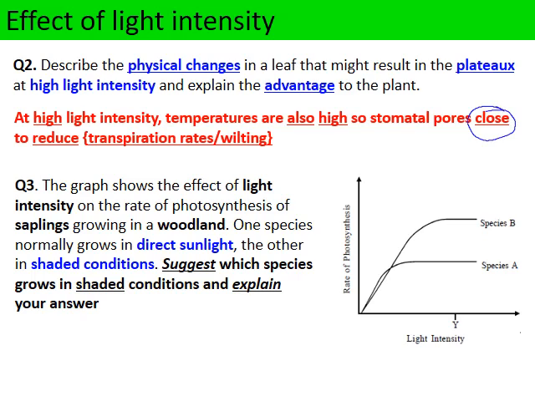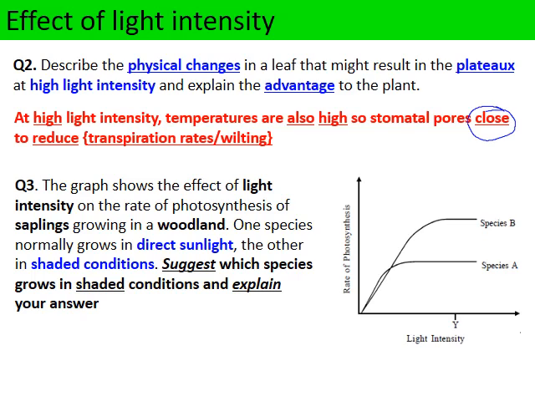Now at the bottom of this slide, we've got a graph that shows the effect of light intensity on the rate of photosynthesis for two different saplings in a wood. Now, one of the species would normally grow in direct sunlight, and the other species would normally grow in shaded conditions. So suggest which species you think grows in the shaded conditions and explain your answer.